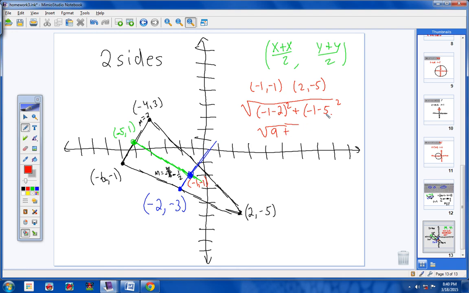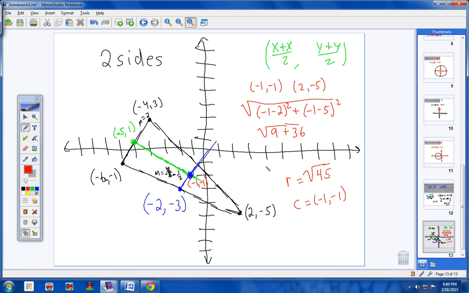Plus negative 1, negative 5 is negative 6. Square negative 6, and you get 36. 36 plus 9 is the square root of 45. So there is the radius. The radius of the circle is square root of 45, and the center of the circle is negative 1 comma negative 1. Okay, so really not too bad.